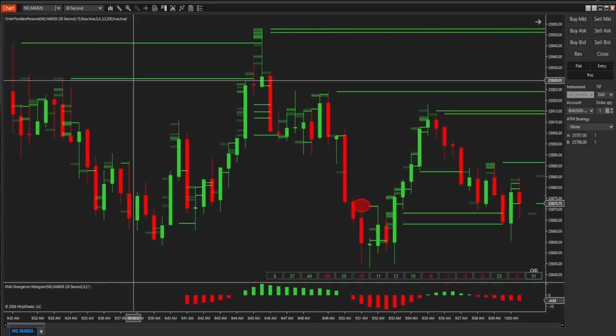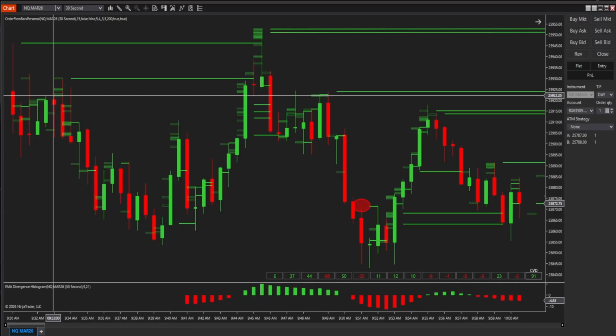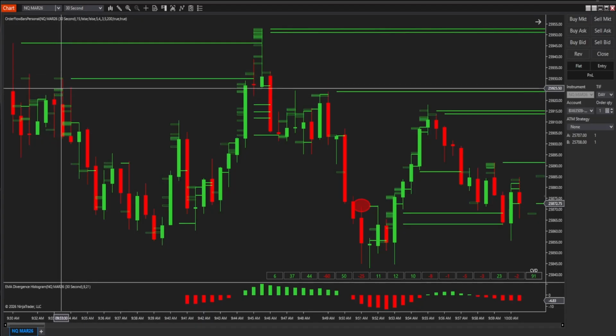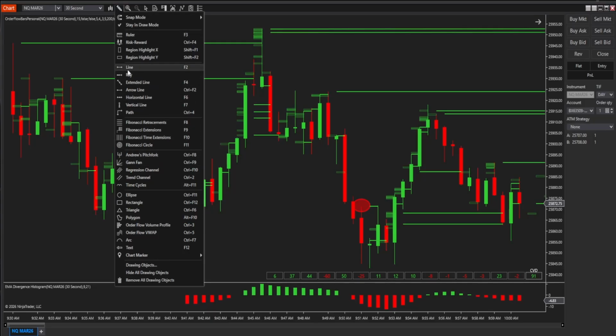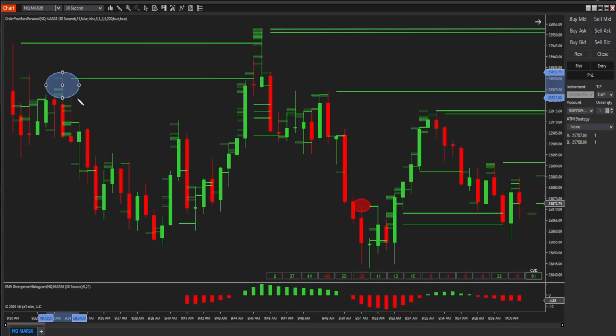Now, this line right here is telling me that buyers got absorbed. This area right here was buyers. You see that green right there? That means there are a significant amount of buyers coming in. Now, this isn't stacked and balanced or anything like that, but it goes off the bid and the ask, and these only show up when there's significant buying.